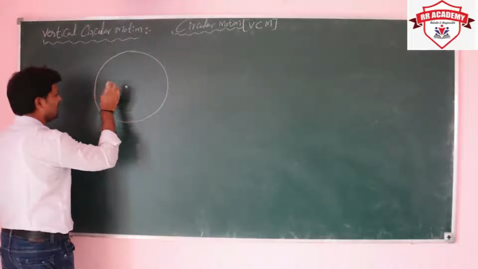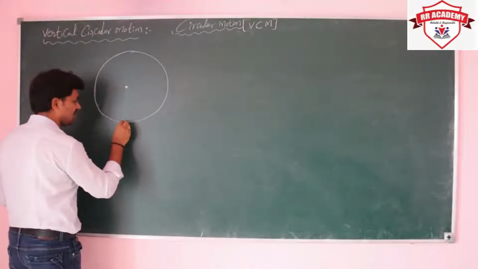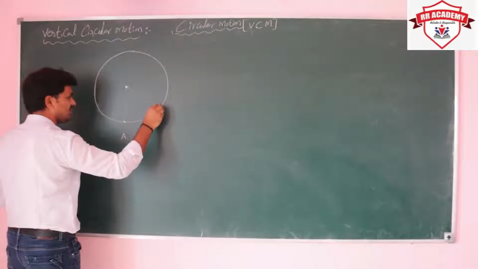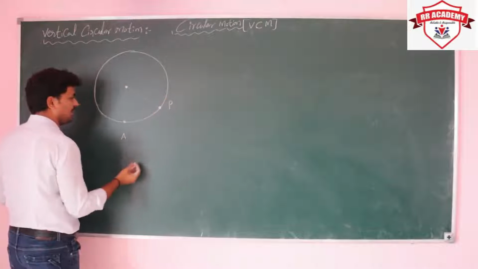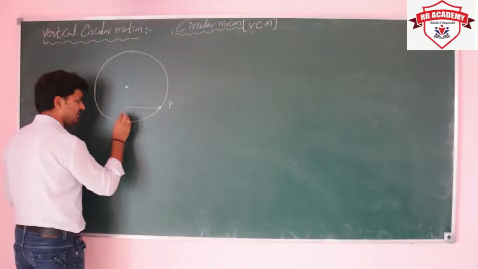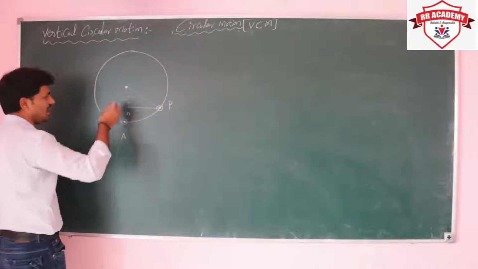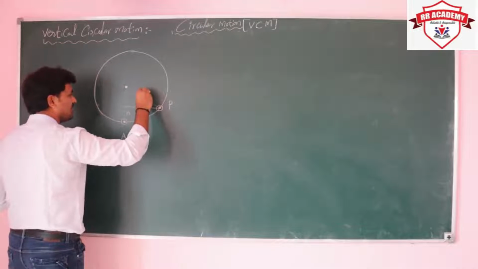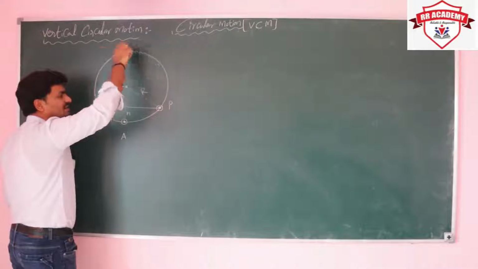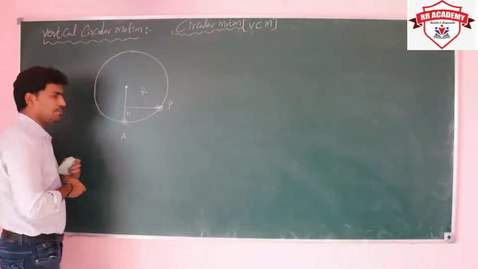For that I am considering two points. One is the lowest point, which I take as point A, and somewhere else we need to find the velocity, which is point P. Between point P and point A there is some height variation, which I am considering as H. Here you can consider R or L; I take R. R is the length of the string, which is also the radius of the circular path.